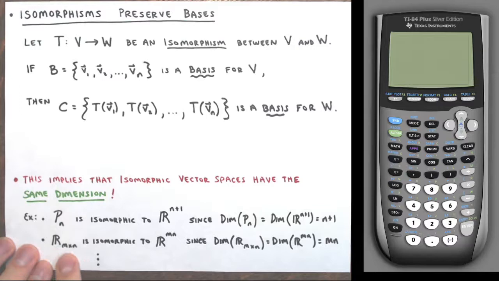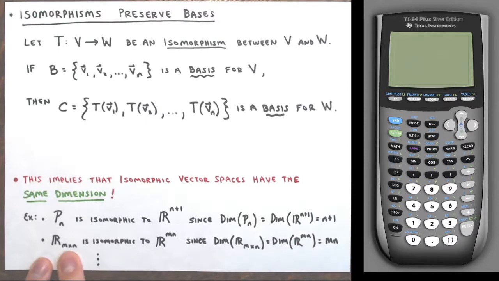R m by n, right? This is the set of m by n matrices. Remember, the dimension of this set was m times n. So this would be isomorphic to any other vector space with m times n as its dimension. So say R^(mn), the Euclidean space with m times n components. Both of them have dimension m times n.